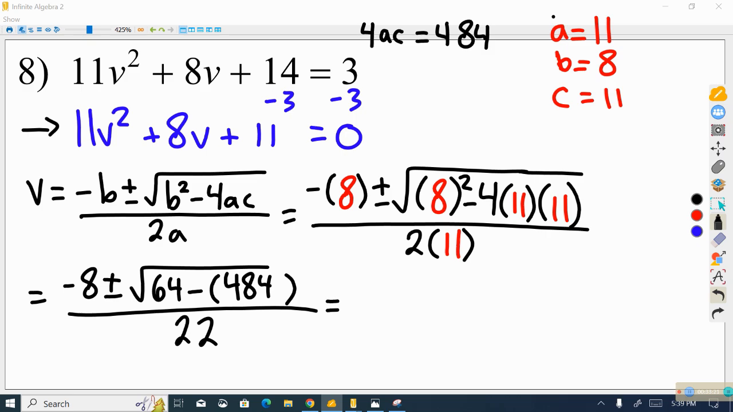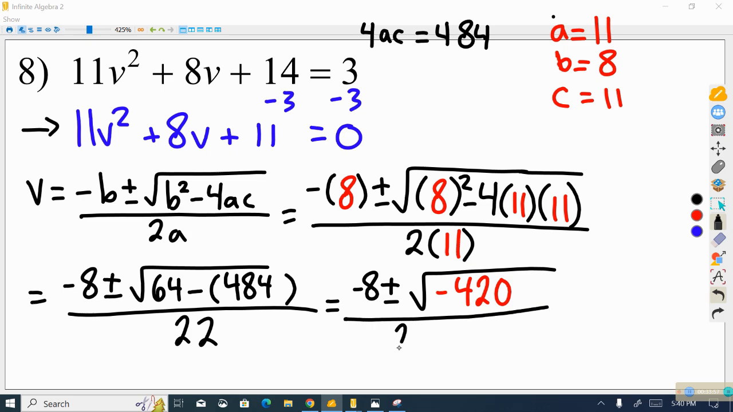So now we go equals. We have negative 8 plus or minus. And now what we're going to do is add 64 to 484. Sorry, in this case we're subtracting. So we'll do 64 minus 484, right? So be careful. I know sometimes we have to subtract the double negative and it turns into adding. But in this case, we just subtract, okay? So notice that in this case, we have a negative number. We have negative 420 inside of this parentheses, inside of this square root. And here we have 22.